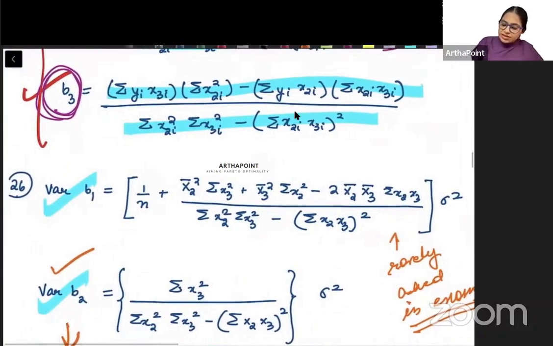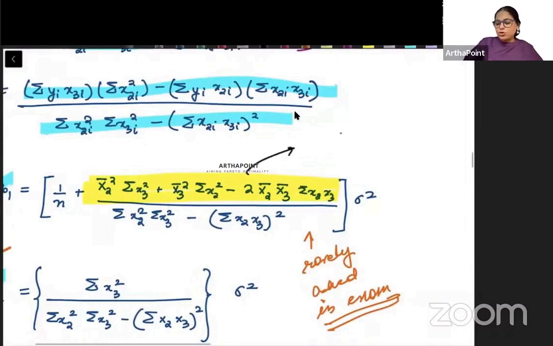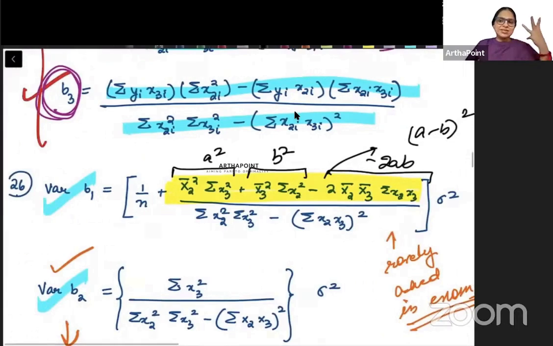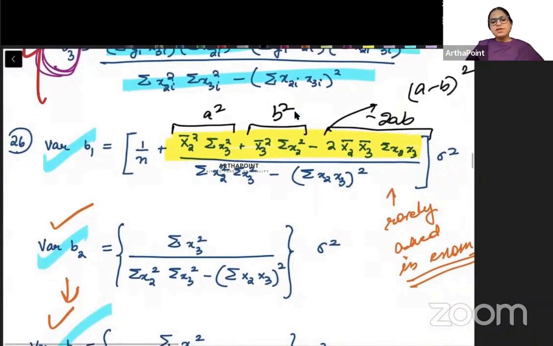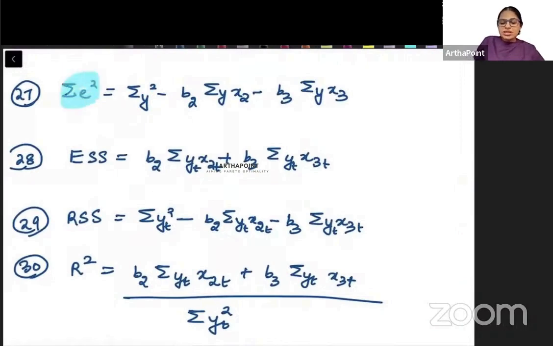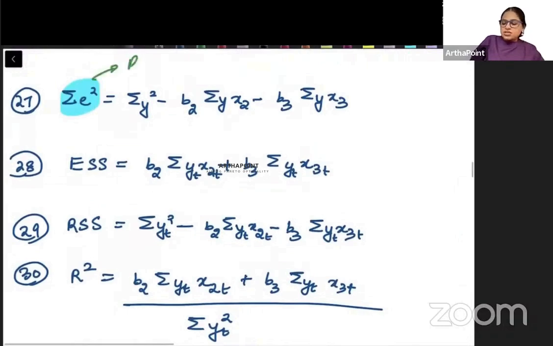But if I look at the numerator of B1, you will realize that this is very similar to the formula of A minus B whole square, where this is A square, this is B square, and this is minus 2AB. So you can create this pattern to remember, but variance of B1 is rarely asked in exam. Just have a view through it. Okay. Now let's go forward. So this is summation E square, which is called the residual sum of square for the multiple regression model.